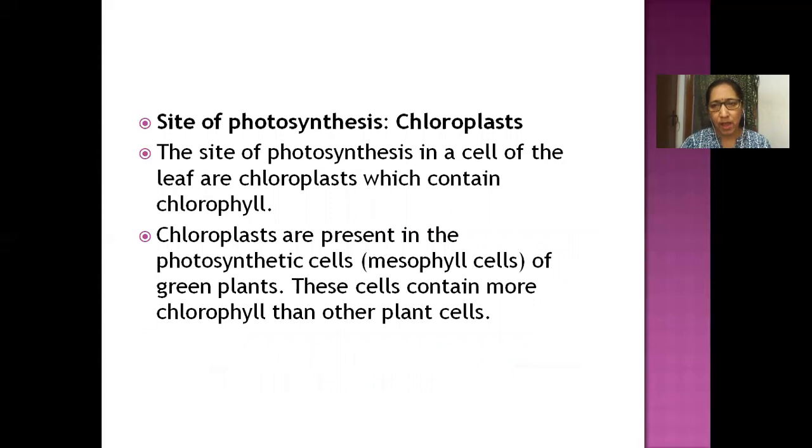Then where exactly does photosynthesis take place in plants? Of course, it is the chloroplasts. So what are the chloroplasts? Chloroplasts are a type of plastid. A plastid is an organelle which exists only in a plant cell, right? So here, the site of photosynthesis in a cell of the leaf is the chloroplasts, which contain a green pigment called chlorophyll. Chloroplasts are present in the photosynthetic cells, that is nothing but the mesophyll cells of green plants. And these cells contain more chlorophyll than other plant cells.